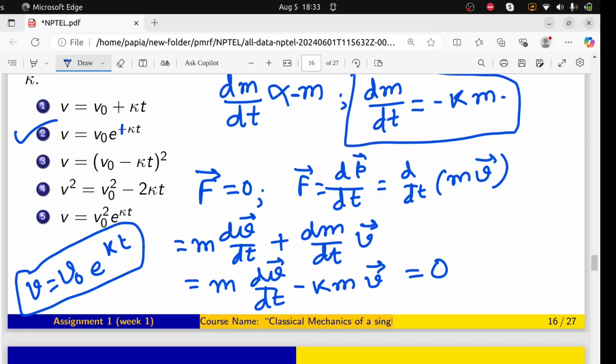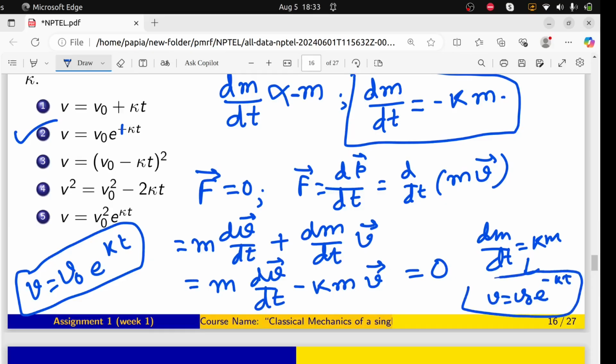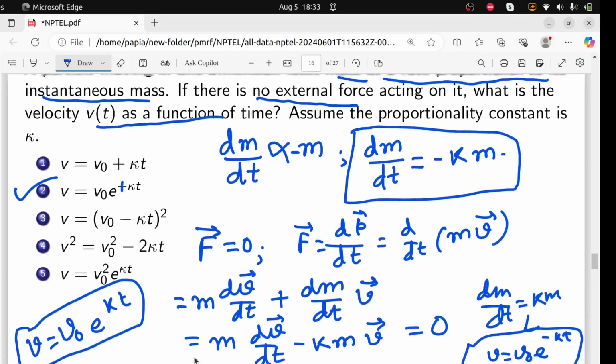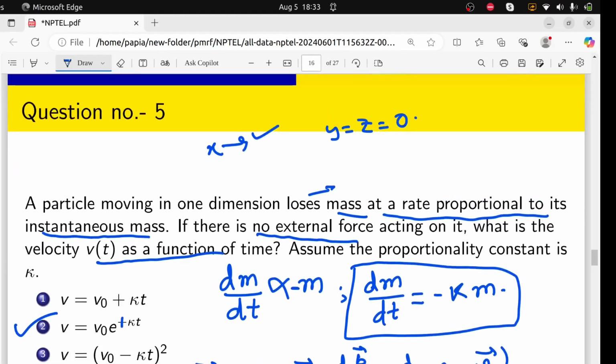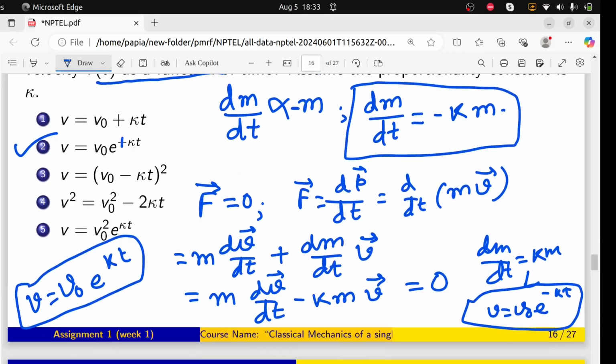But let's say dm/dt is equal to only km, then it will come as v equals v0 e to the power minus kt. You can just check that one. But as it is a loss function, there will be again a minus sign, so here it will be a plus sign.